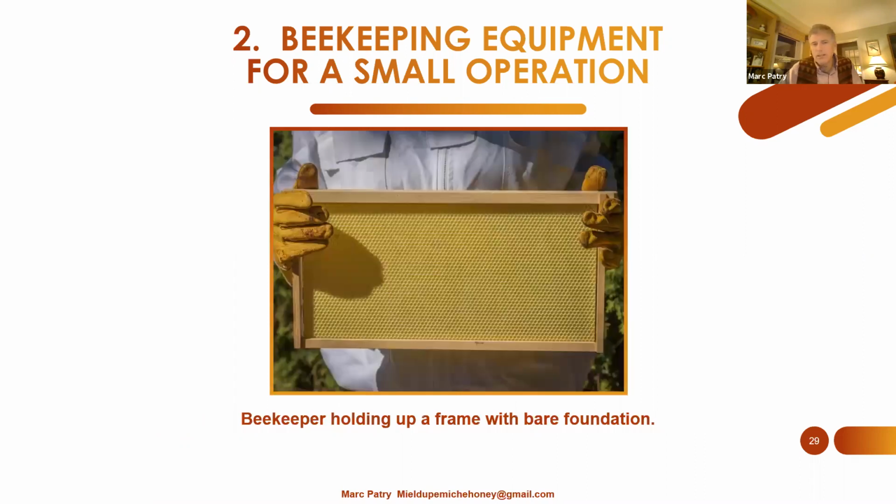That's what it looks like in someone's hand. This is a clean, just purchased, hasn't been used. And then this person will put that in the hive, and the bees will draw out comb with that.